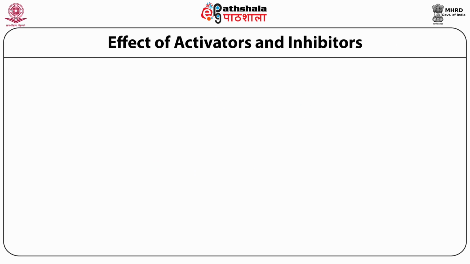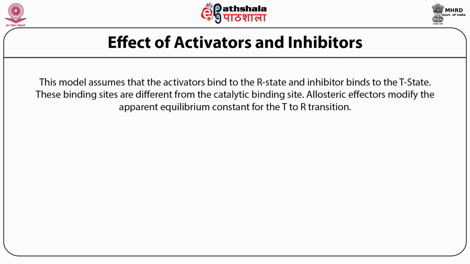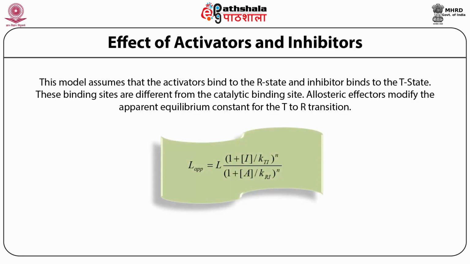This tells you about the effect of activators and inhibitors. This model assumes that the activator binds to the R state and the inhibitor binds to the T state. These binding sites are different from the catalytic binding site. Allosteric effectors modify the apparent equilibrium constant for the T to R transition, and the equation is given by this. L apparent is equal to L times (1 plus I by KTI), where KTI is the equilibrium constant from T to I form, and KRI is the equilibrium constant from R to I form.